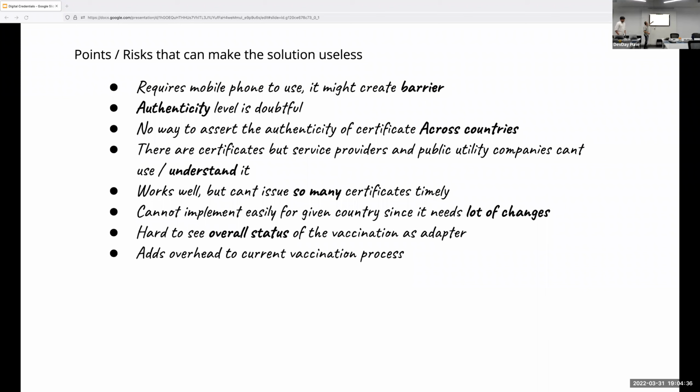So this is one of the key things: how the system or program is running on the ground. Also, let's imagine we come up with a highly secure digital system, but it needs an additional 5 minutes after vaccination. It's going to add an overhead. It's complicating the current process. So it questions the effectiveness of the solution.